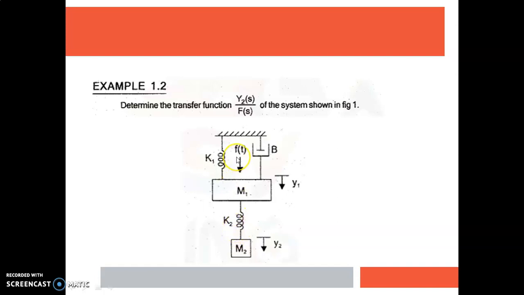And is there any applied force? Yes, there is an applied force F(t). And we know all these elements will exert an opposing force opposite to this applied force. So the opposing forces are Fk1, Fm1, Fb, Fk2. Once again, in association with M1, the applied force is F(t), and the opposing forces associated with M1 are Fm1, Fk1, Fb, and Fk2. Now you draw the free body diagram.